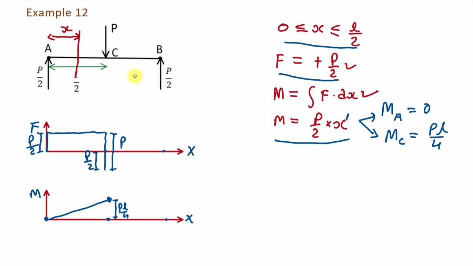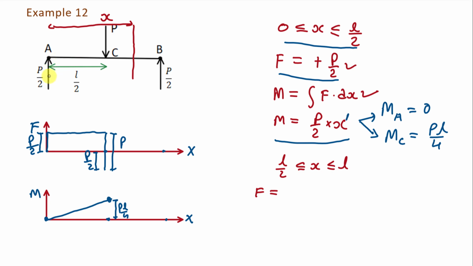Now we are going to find the value of shear force and bending moment in this second interval, that is L by 2 less than or equal to x less than or equal to L. In this interval we have to find out the value of shear force F. For that we will take a section in this interval at the distance of x from point A. Now to find out the value of shear force at this section, we have to take the sum of all the transverse force acting at the left side of this section.